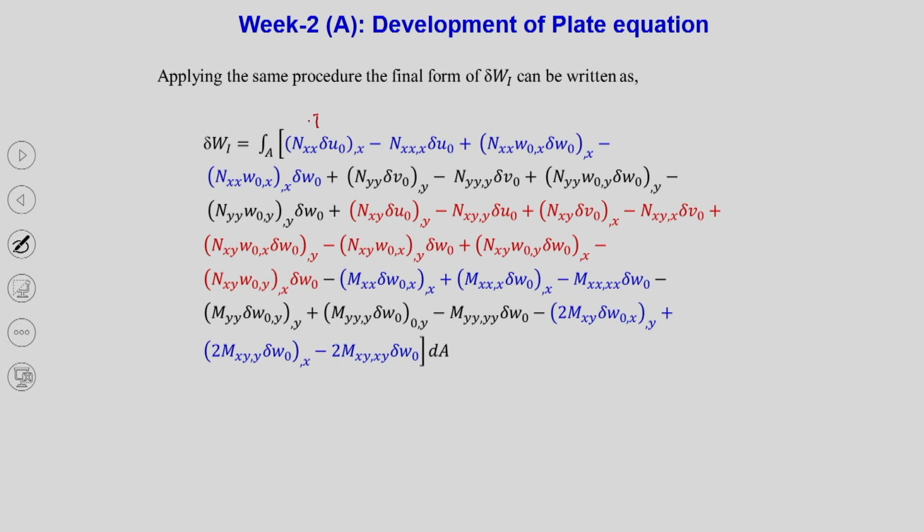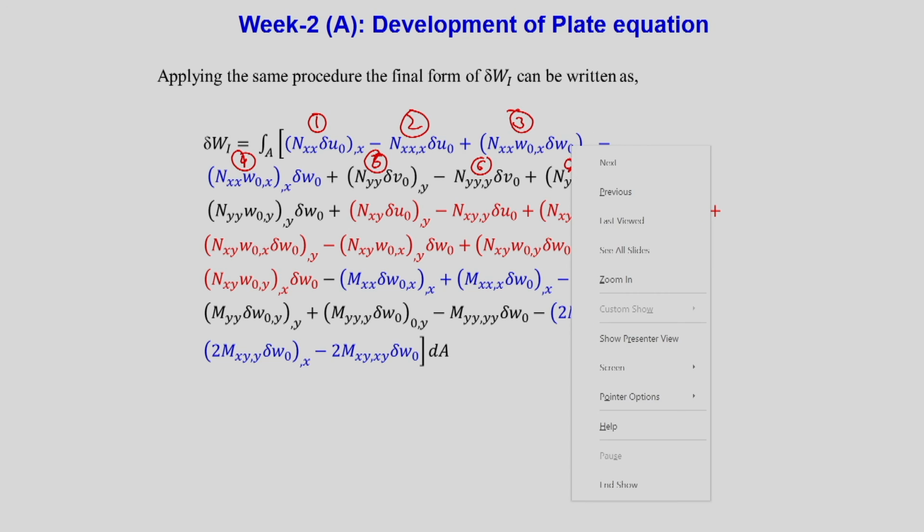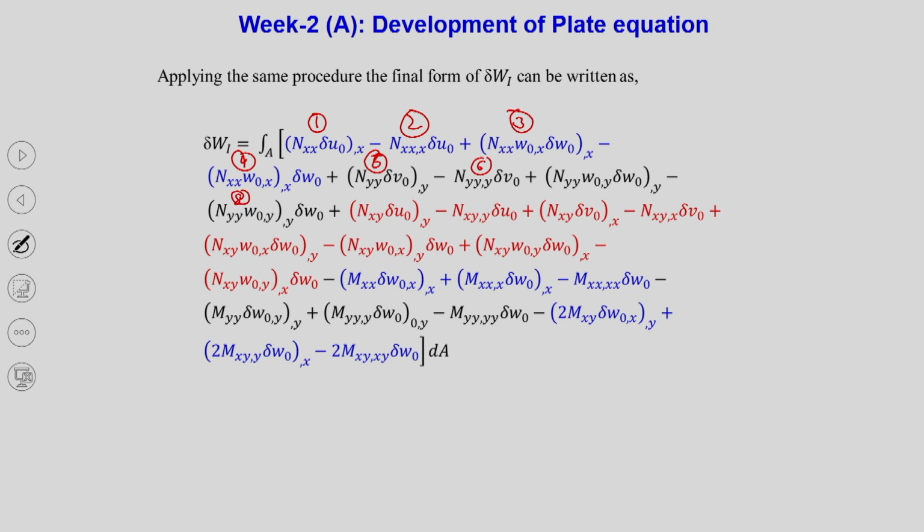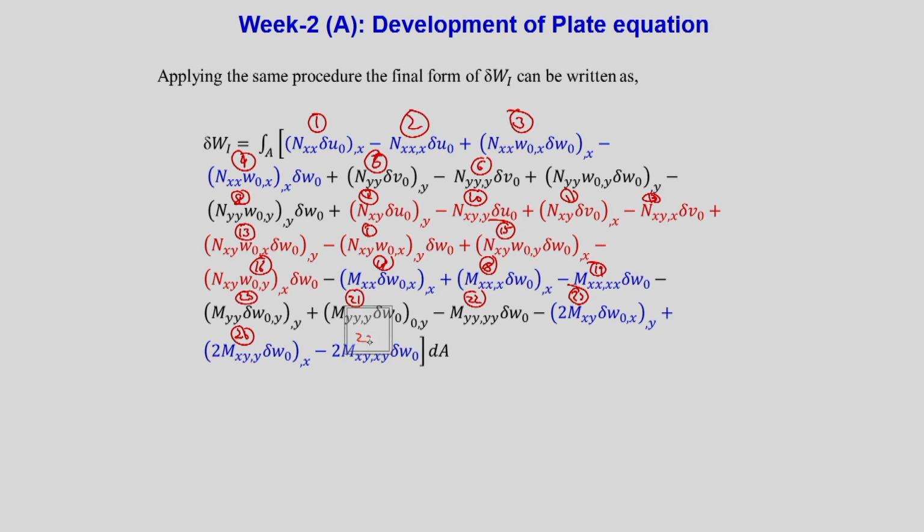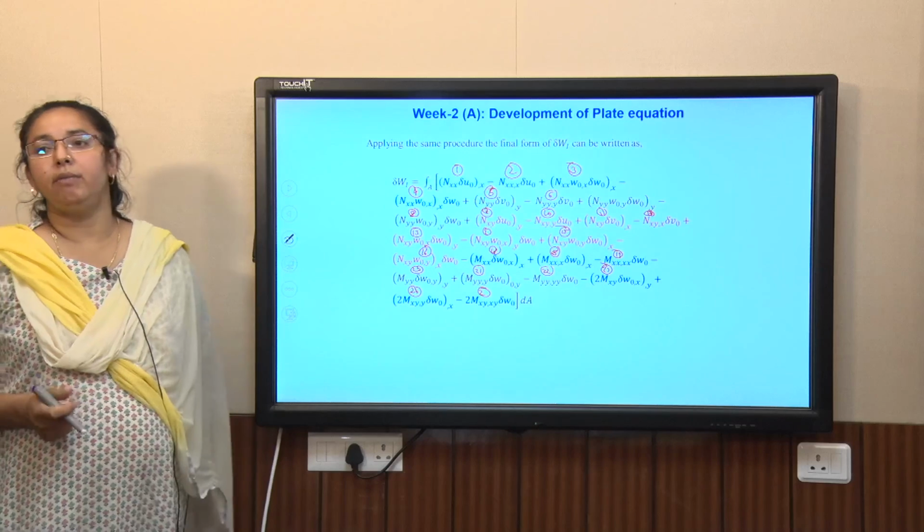So, finally, you see 1, 2, 3, 4, 6, 7, 8, 9, 10, 11, 12, 13, 14, 15, 16, 17, 18, 19, 20, 21, 22, 23, 24 and 25. So, now we have 25 terms.